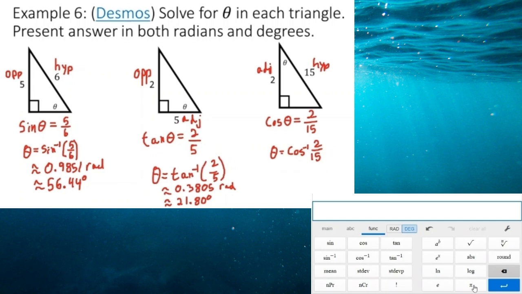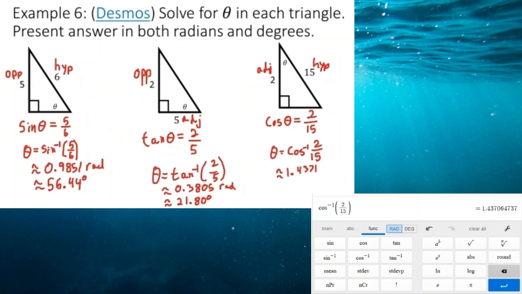Now we can go to our calculator. First, for the radian measure, cosine inverse, switch our calculator to radians, and we can enter our input. We get that theta is approximately 1.4371 radians. For degrees, switch our calculator to degrees, we get approximately 82.34 degrees.